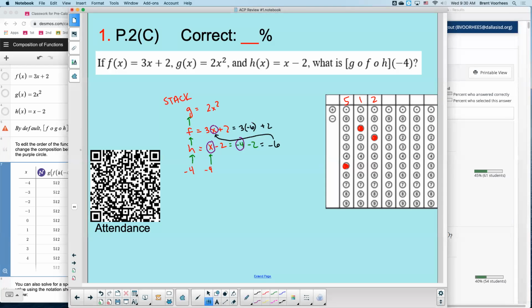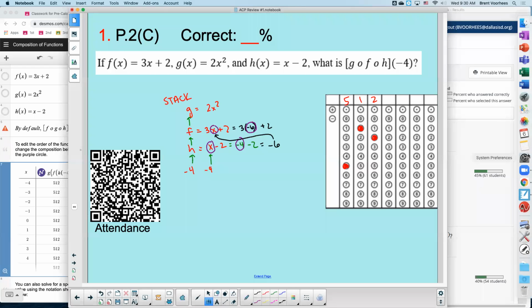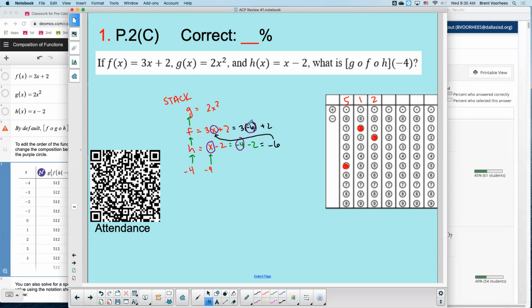So circling this in purple, this -6 replaces this x. So that's all that happens. It's a substitution the whole way. It's the way the math works out. 3 times -6 is -18. You add 2, you get -16. And then if you plug this in by hand, this is where we get the 512.